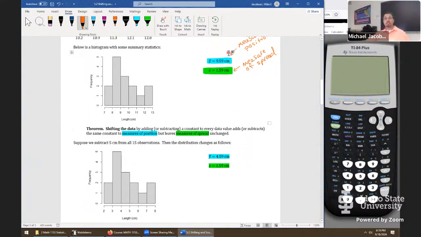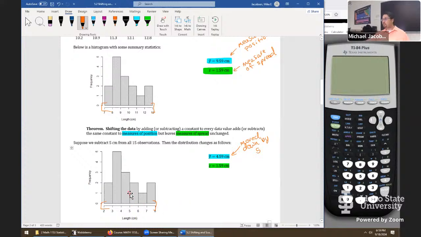The measure of position does in fact change. It went down by 5. So this moved down by 5, but the standard deviation, that's a measure of how spread out the data is, is still spread out to the same degree. It just got moved over and it's still exactly 1.59 centimeters. So that's kind of a remarkable fact in a certain sense.